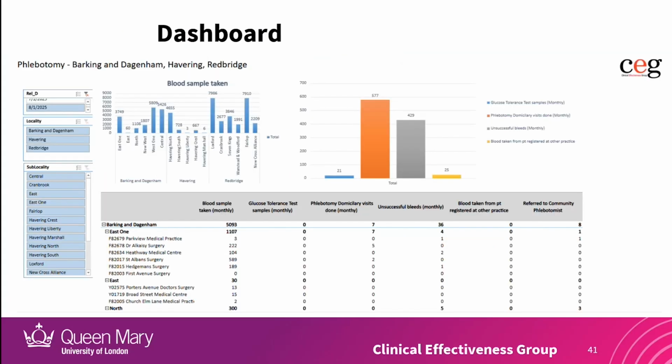And then there is also a dashboard, which you can see clearly across the top. It will tell you how many normal blood samples you've taken, how many glucose tolerance tests, and how many home visits you've taken. And it also does record the unsuccessful bleeds, and if you've taken them by another practice or who needs to be referred.